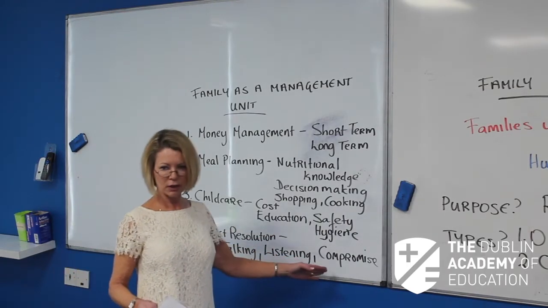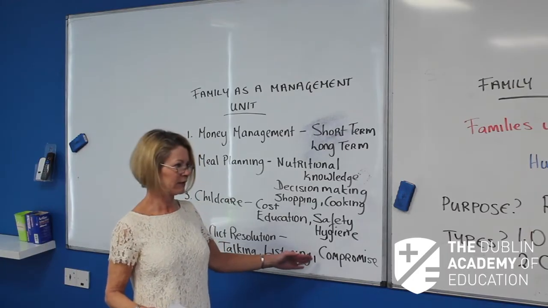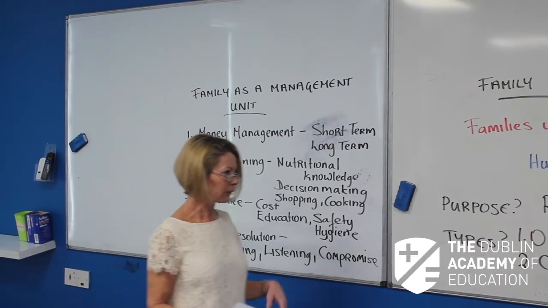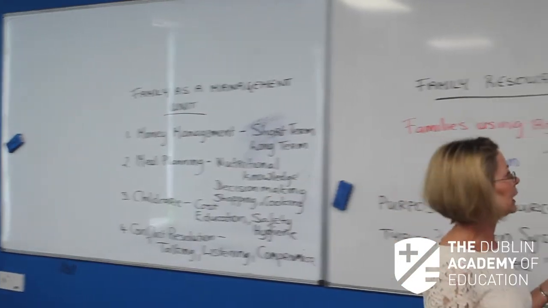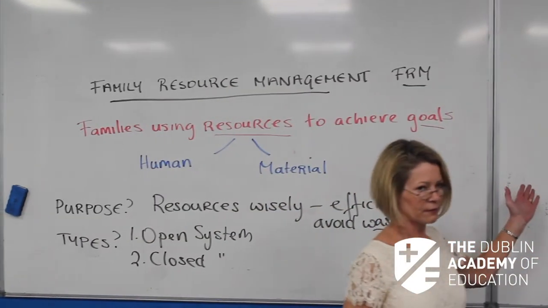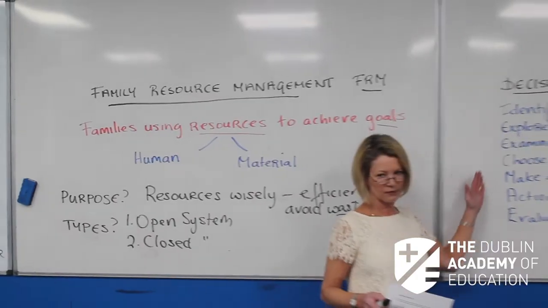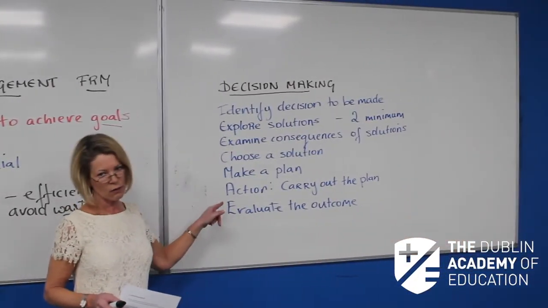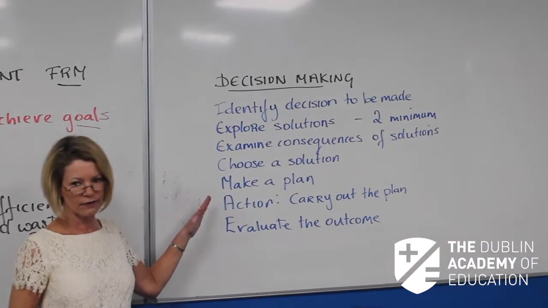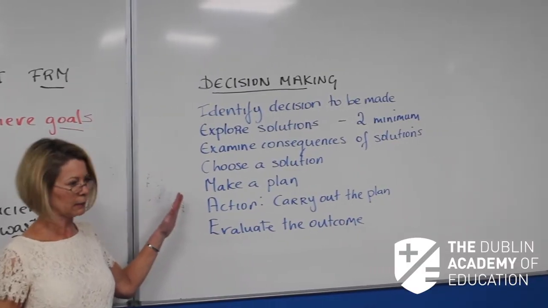And inevitably it involves compromise to resolve a difficulty. Okay, so the next step in looking at family resource management is the steps involved in decision making. This is quite a popular question. I advise you to learn these steps really well.